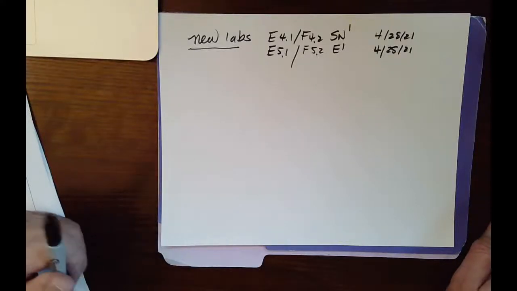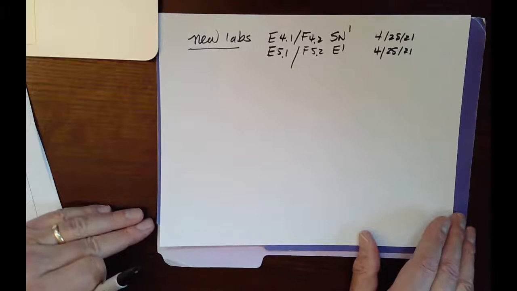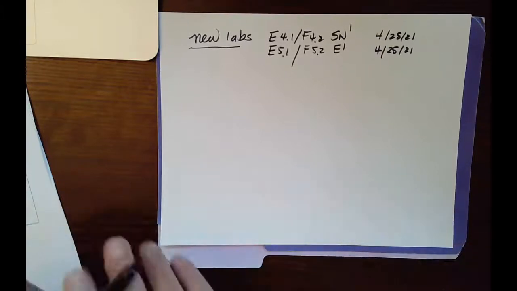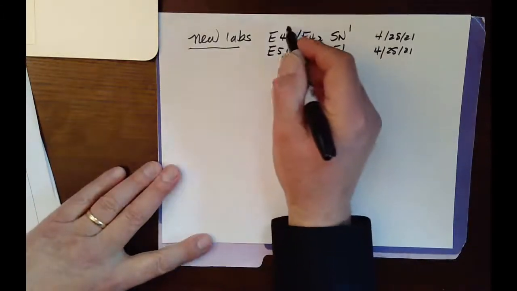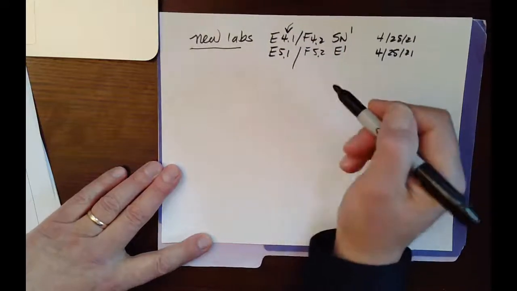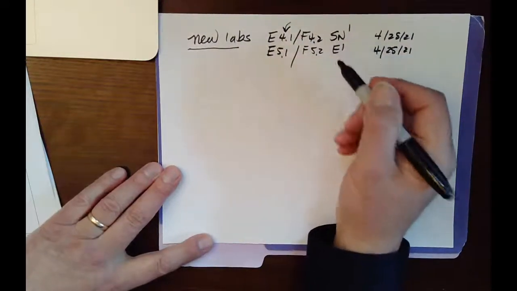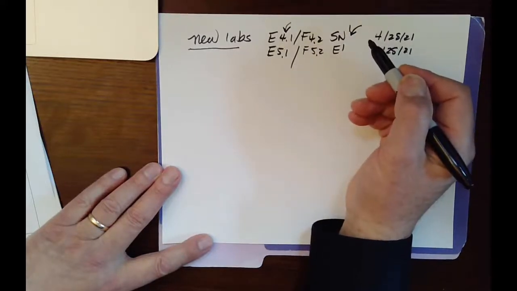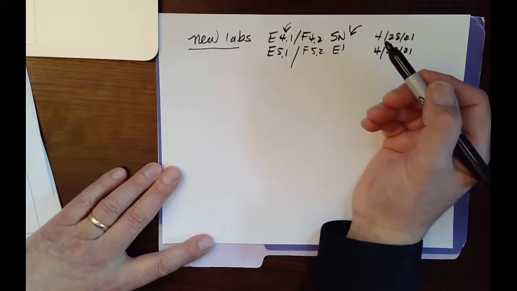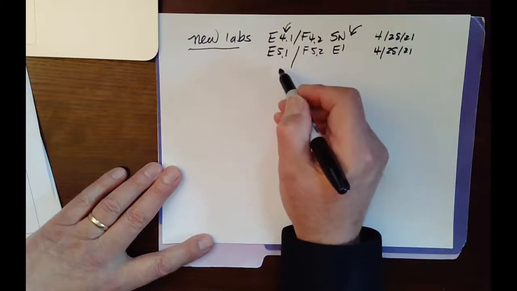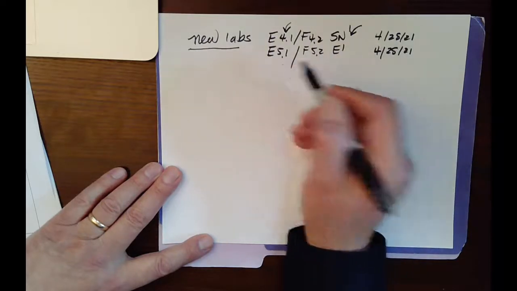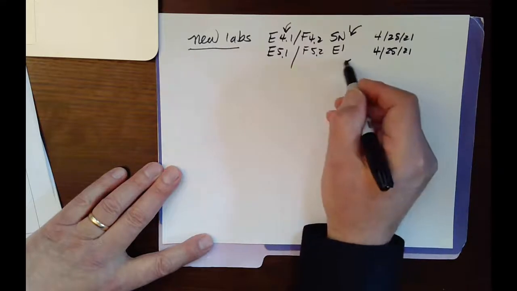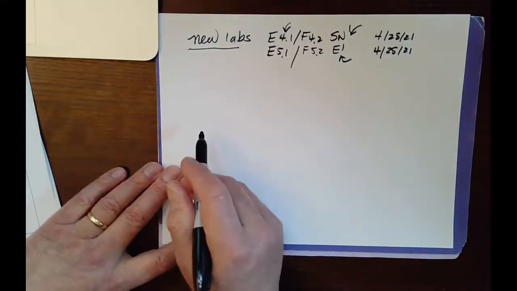Okay, so let's talk a little bit about the two new labs. I call it 4-1 E and F. This was going to be an SN1 reaction that we already learned in the past. Then, with the same starting material, we're going to do an E1 reaction. So how does that work?